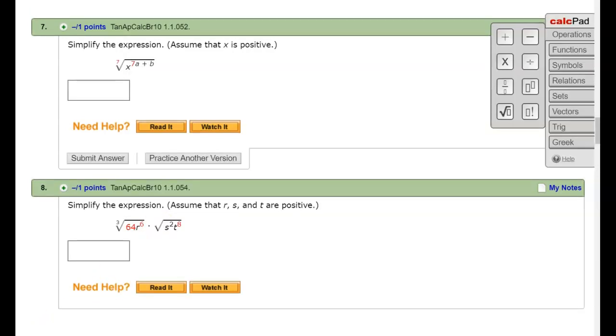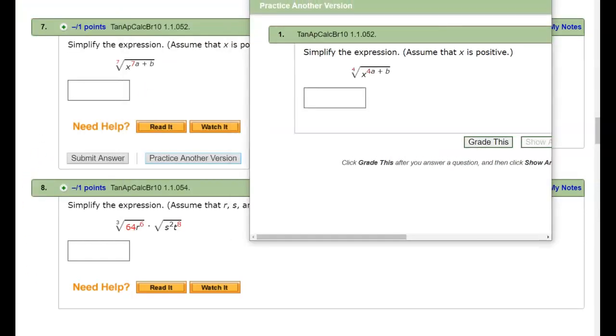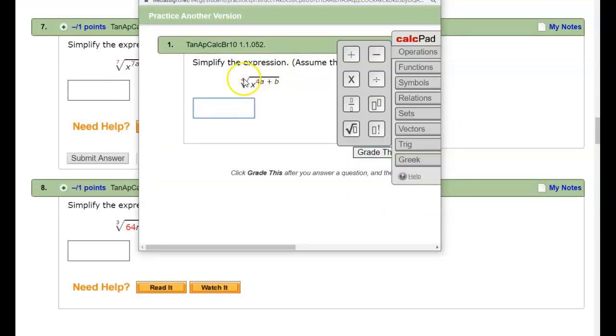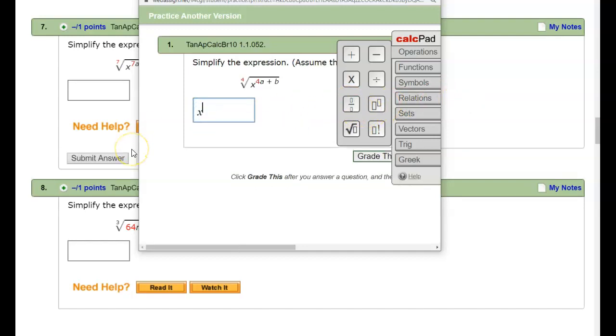For number 7, I'm not really sure what they're going to want the answer to look like, so I'm going to practice another version. And I'll try, this is the 4th root of x to the 4a, which is going to give me x to the a divided by 2. Oops, I always hit the wrong one. X to the a divided by 2.